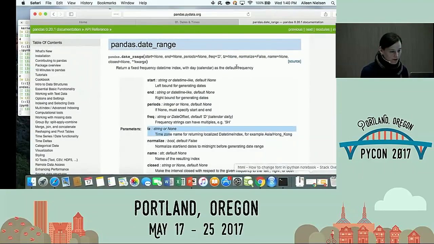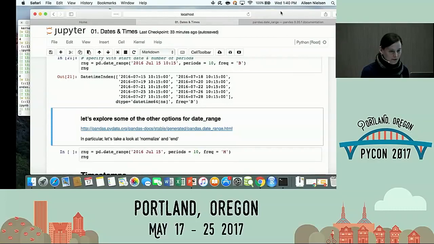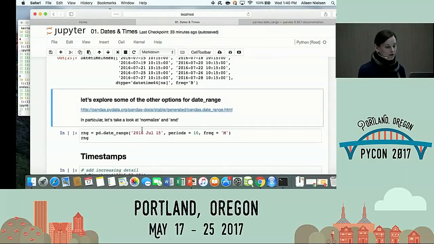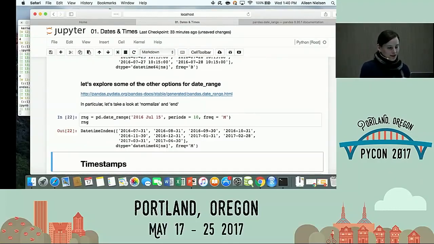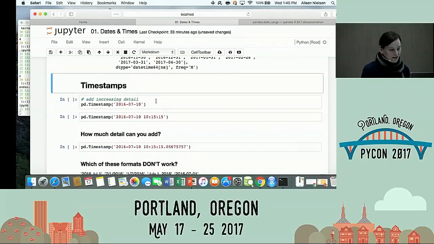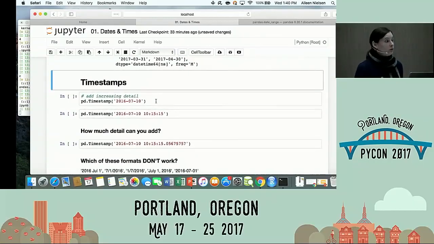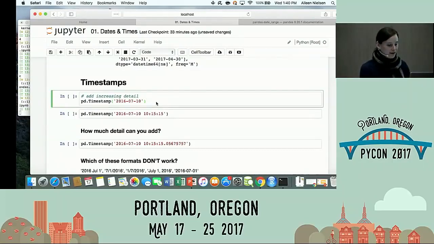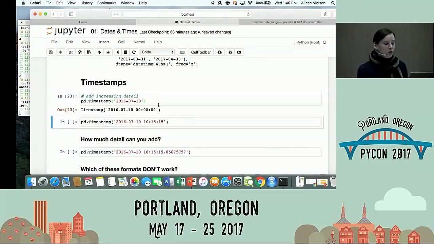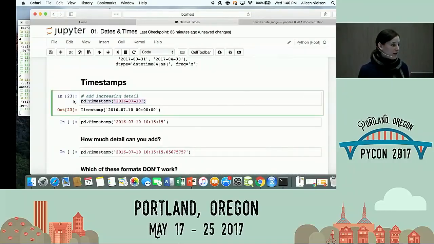So where did my notebook go? Here we go. Okay, so there's our timestamp. There's our date range. Now, what if I just want one? Maybe I don't want a range. I just want one moment in time. Well, that's a timestamp. So pd.Timestamp, I can do this. What do you notice about my pd.Timestamp? There's a couple of things to think about here. It gives me the time of day, exactly.